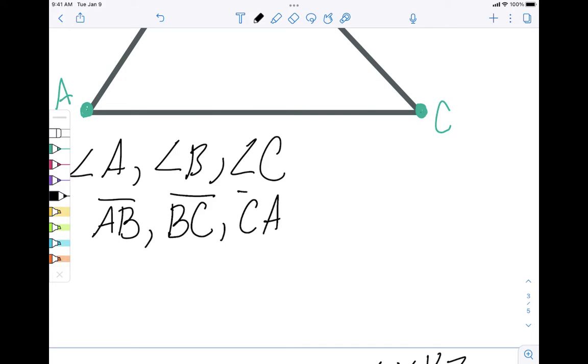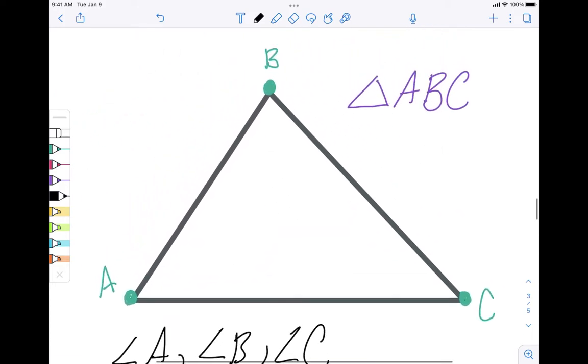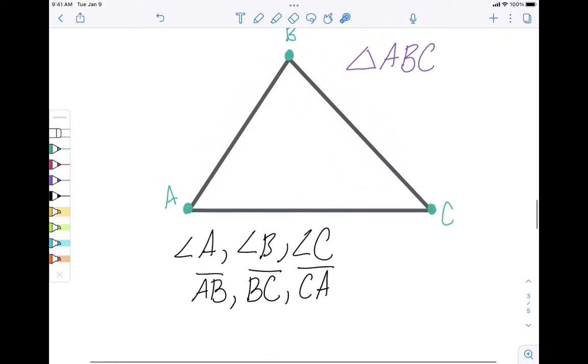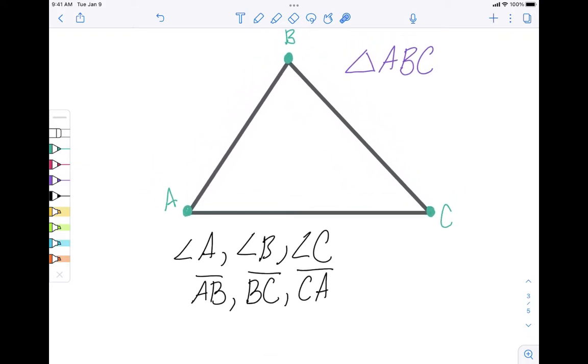Now, technically, we can switch up the orders and we can say side BA, or CB or AC. It doesn't really matter. But for consistency reasons, we're going to follow the order of ABC. So we have three sides and three angles. These are the parts that we're going to use to identify the congruence of two shapes. We're going to see if they're congruent, same size and same shape.